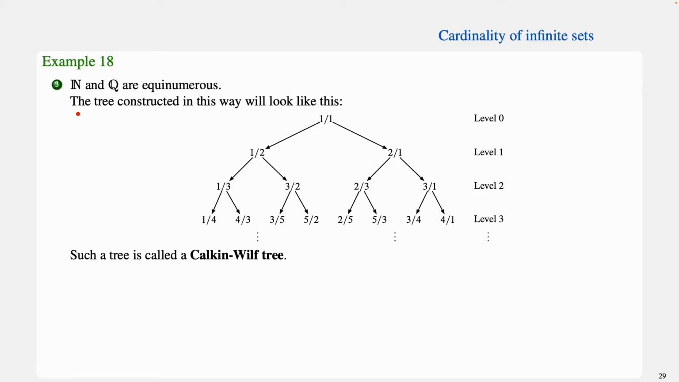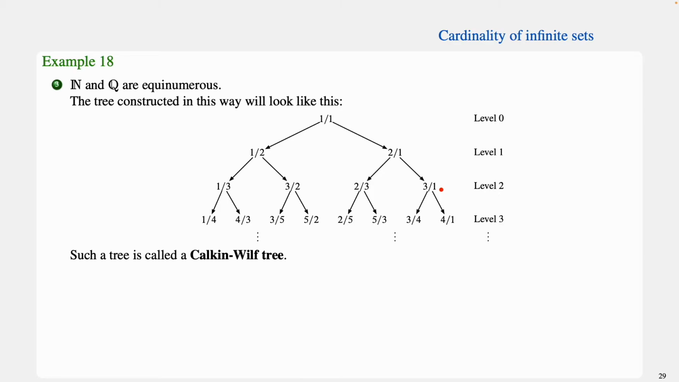So the tree we construct in this manner will look like this, at least the top part of it. On level 0, we begin with the vertex 1. On level 1 we have 1/2 and 2 over 1, so 2. On level 2 we get 1/3, 3/2, 2/3 and 3, and so on.